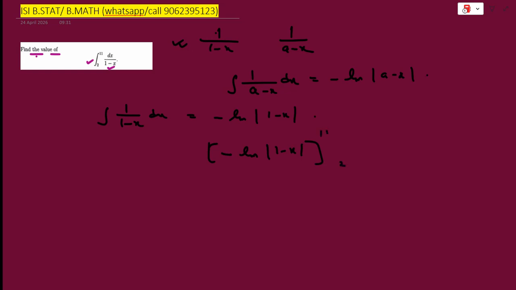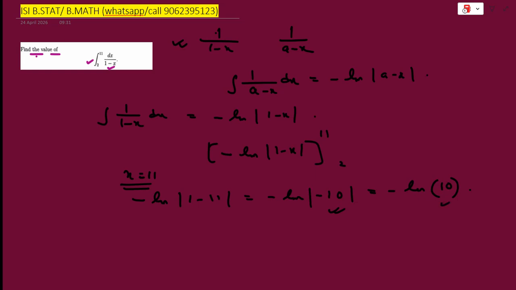from 2 to 11. Okay, now upper limit x equal to 11, right? So minus of natural log of 1 minus 11, that is minus of natural log of minus 10, that is minus natural log of 10. This is mod. Okay, so this will be only 10.